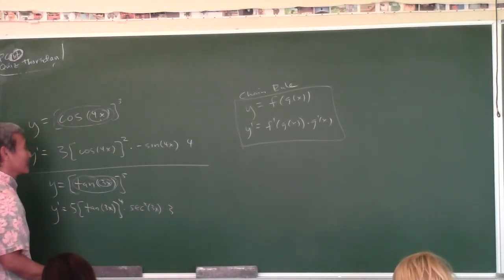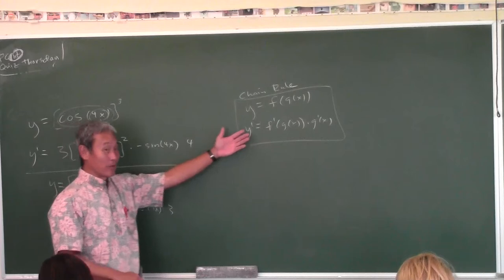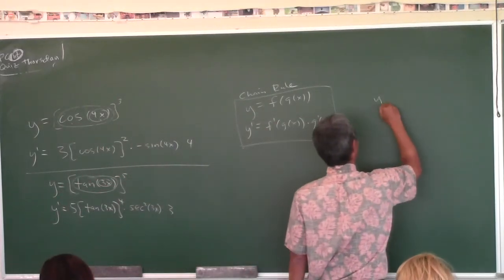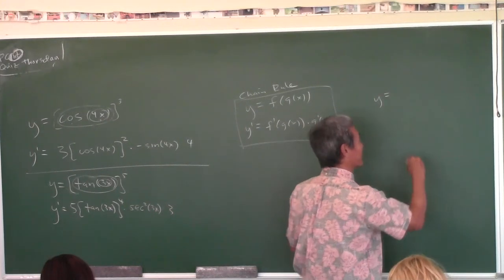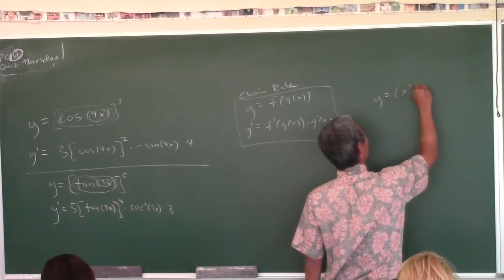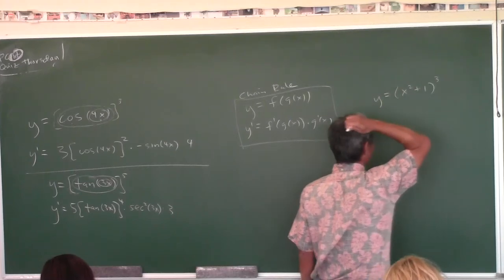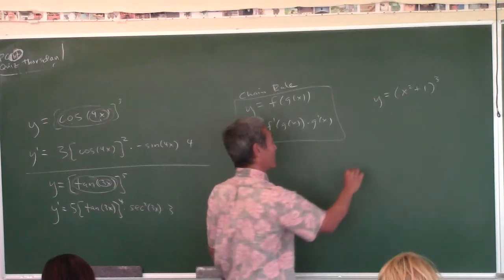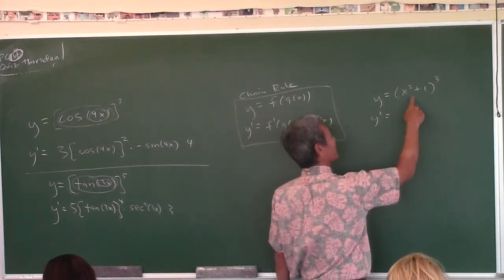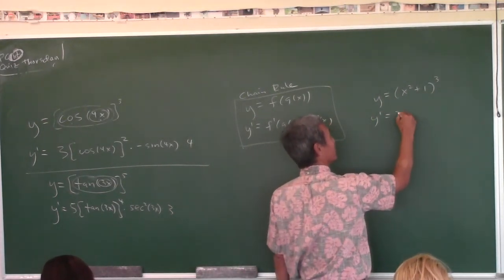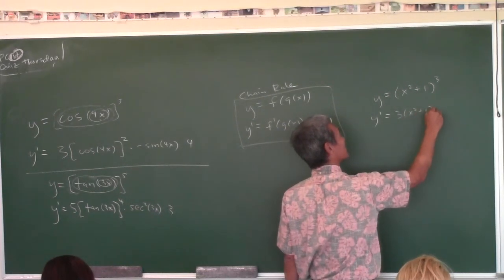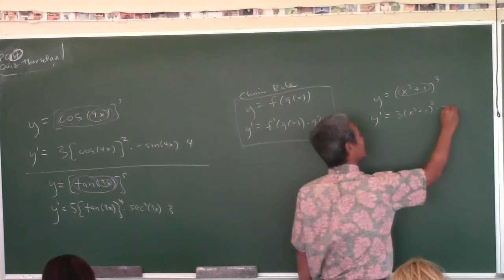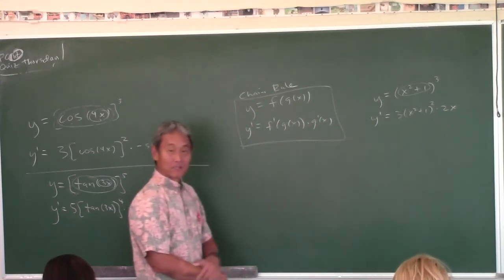Now some of you are like, what the heck is that? Well, that's what we've been doing the last 20 minutes. Let me show you. Let's go back to the very first problem that we had. X squared plus 1 cubed? Now that we know the chain rule, look how easy this is. What's the derivative? Box cubed: 3 box squared times the derivative of the box, 2x. There you go.